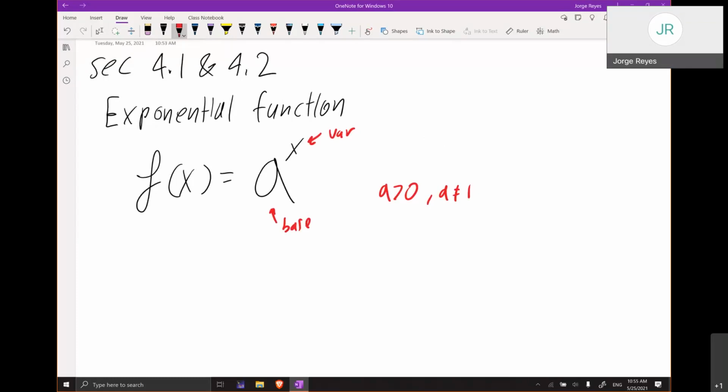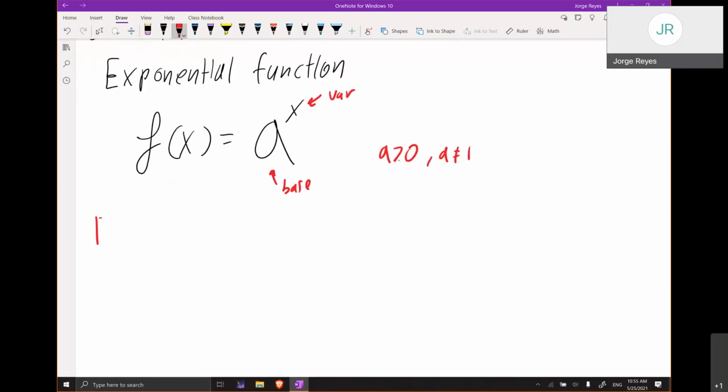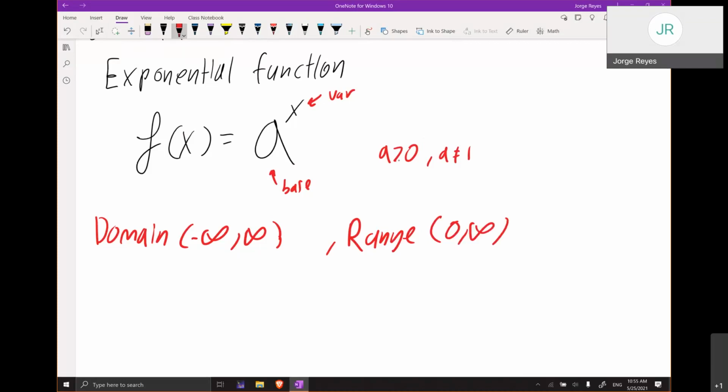And so this function has a domain of negative infinity to infinity. So it's like polynomials. Okay, it's nice. But its range is 0 to infinity.